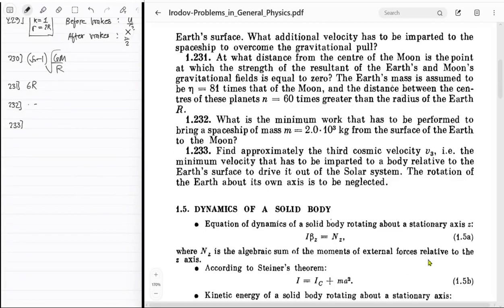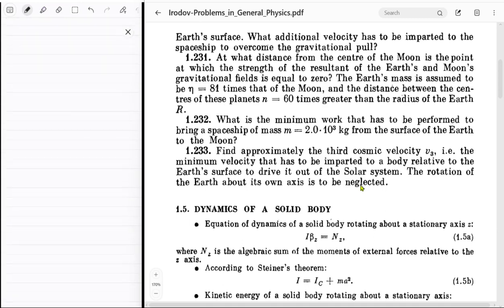Okay, so 233, this question. We had to find the third cosmic velocity. I didn't know what that is. They actually told us: the minimum velocity that is to be imparted to a body relative to the Earth's surface to drive it out of the solar system. So we are talking about the solar system over here, not the galaxy or anything.